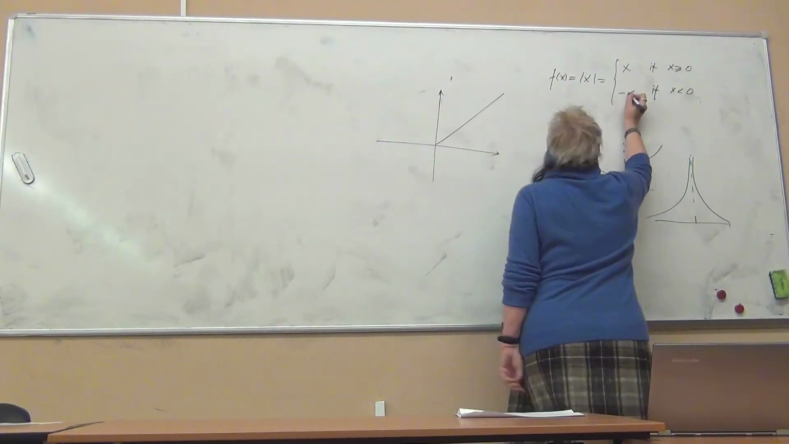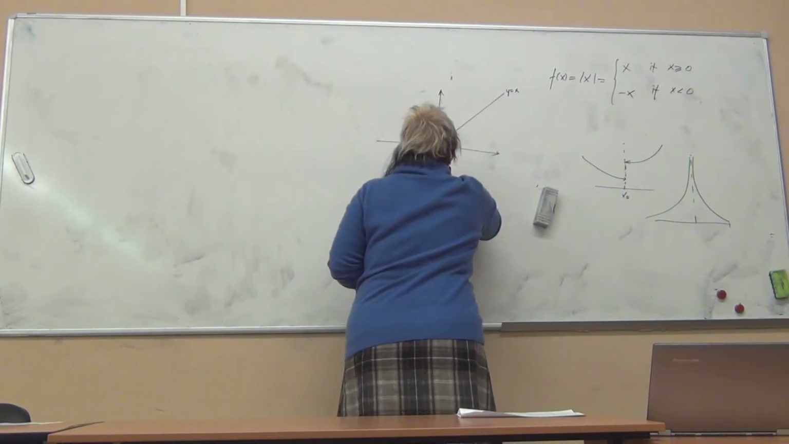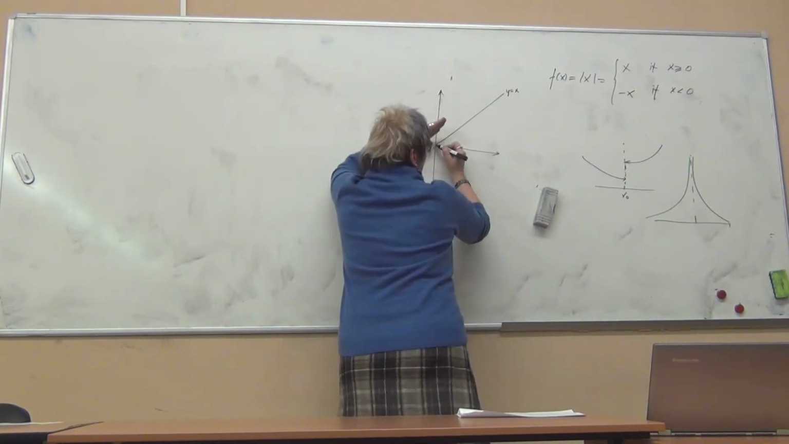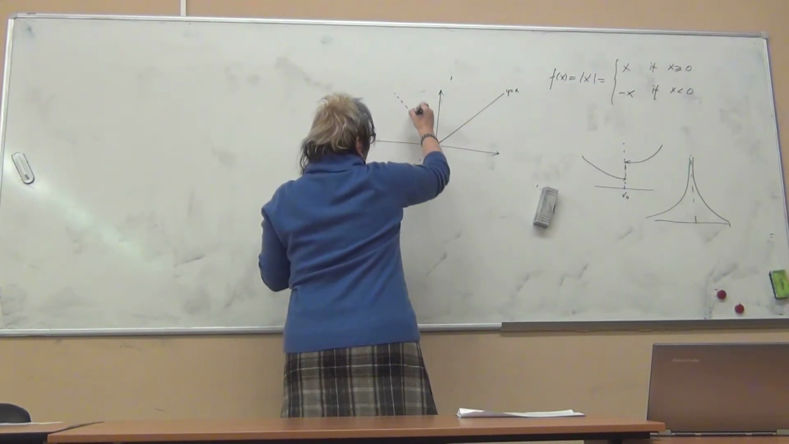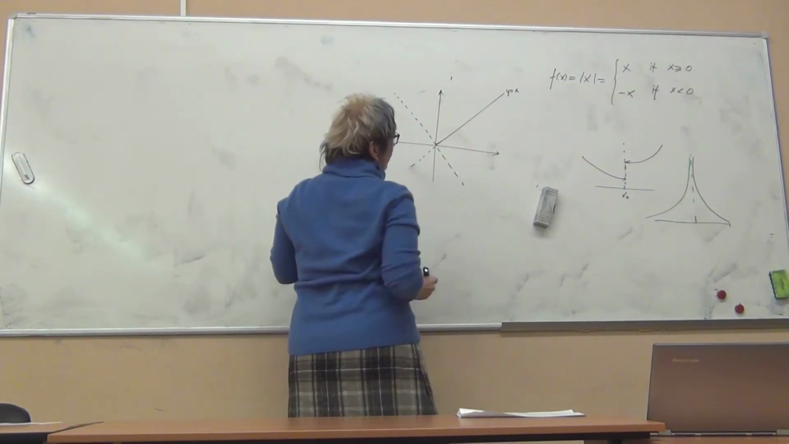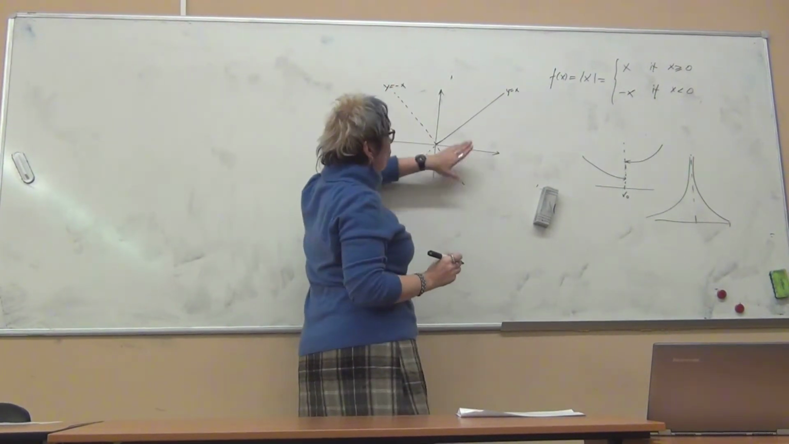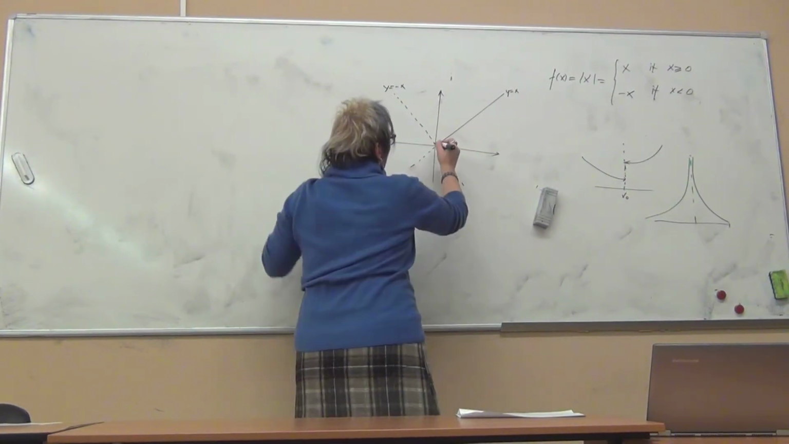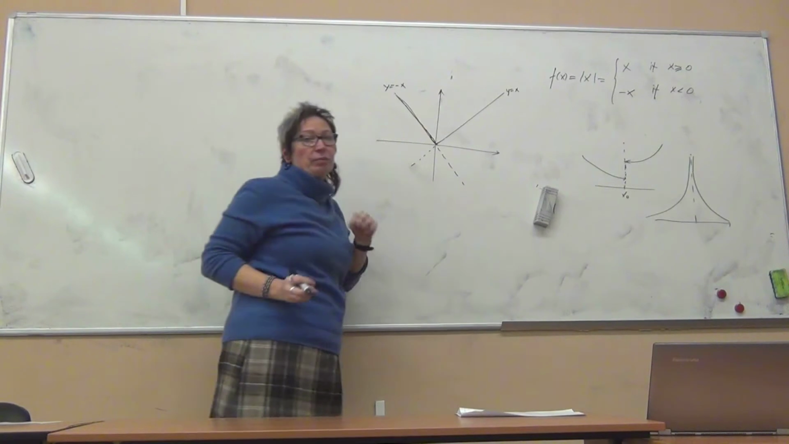Minus x. So this is y equals x, but it's only good for the positive x values, so we only take this part. And for the negative values, we have this line, y equals minus x, but we only use this function for negative x values, so it's this part. So it's a V, just like this.